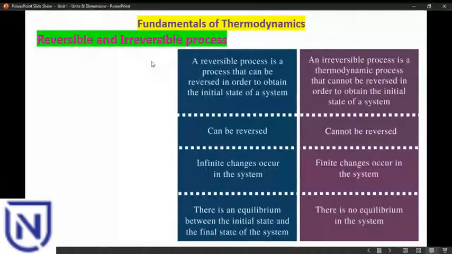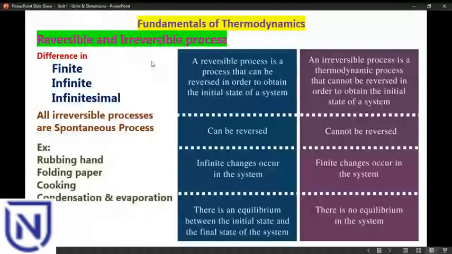Remember, irreversible processes are spontaneous processes. All reversible processes exist under equilibrium condition, and irreversible processes we call spontaneous processes.